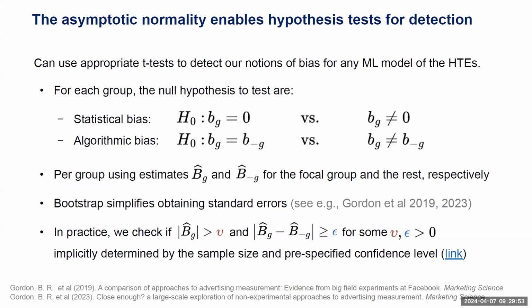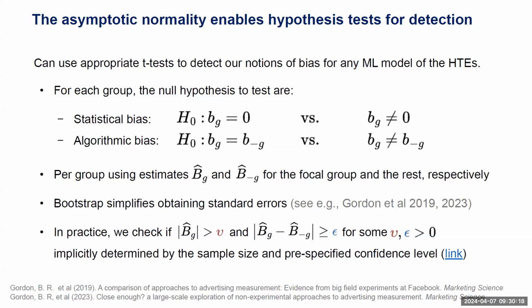Well, the asymptotic normality enables us to use standard t-tests, even though the machine learning model is completely black box, right? So we can just use these tests with a null hypothesis. For instance, we can test that the model is not, within group, biased on average, the first hypothesis, or between group bias, algorithmic bias, also called between groups, right?